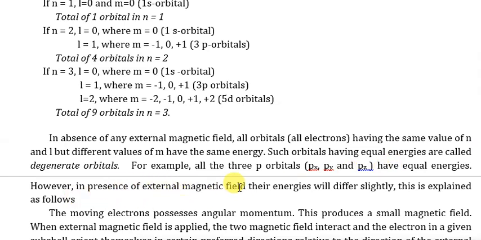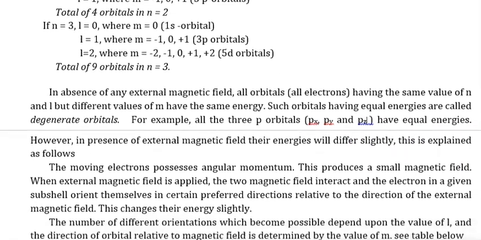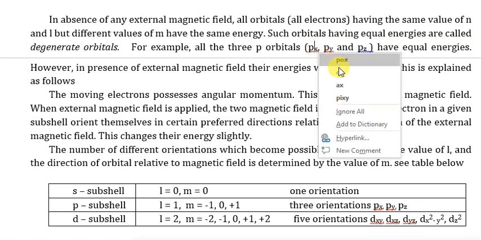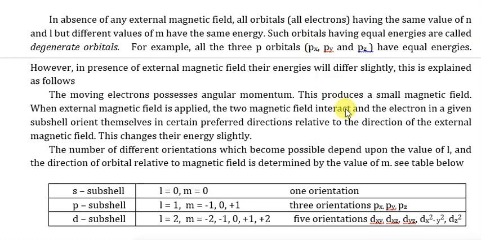However, in presence of external magnetic field, their energy will differ slightly. Now how will the energy of these 3p orbitals px, py and pz differ slightly in magnetic field? The explanation for this, we are saying that the moving electron possesses angular momentum. Kama unavyofahamu kuhusu angular momentum of an electron is quantized from the Bohr atomic model. So the electron possesses angular momentum. This produces a small magnetic field.